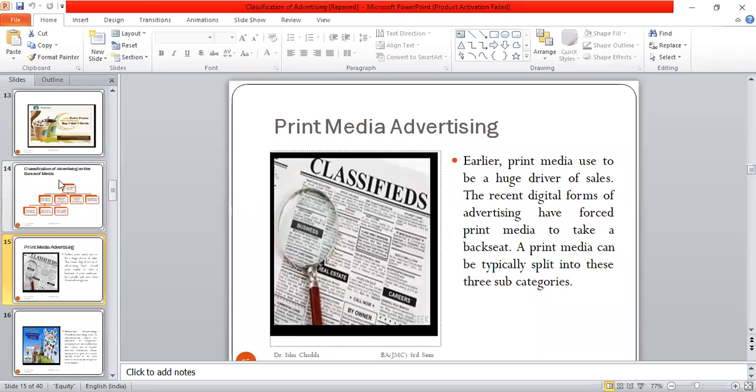The first one is print media advertising. Print media advertising was a very huge driver of sales earlier. The recent digital forms of advertising have forced print media to take a back seat. If you talk about the 50s, 60s, 70s, the newspapers, magazines, and pamphlets were very much there to carry your ad. But nowadays, in today's scenario, the internet and email have taken the front seat, and the other media have gone to the back seat. Print media can typically be split into these three subcategories.